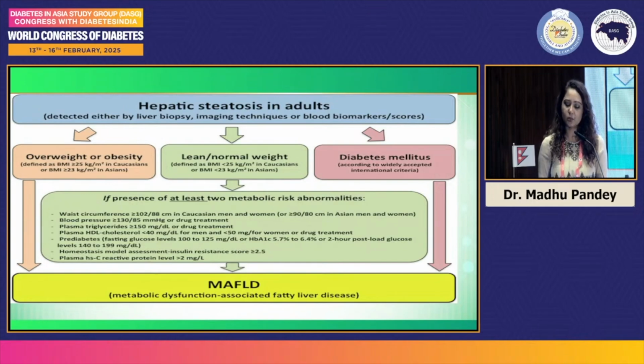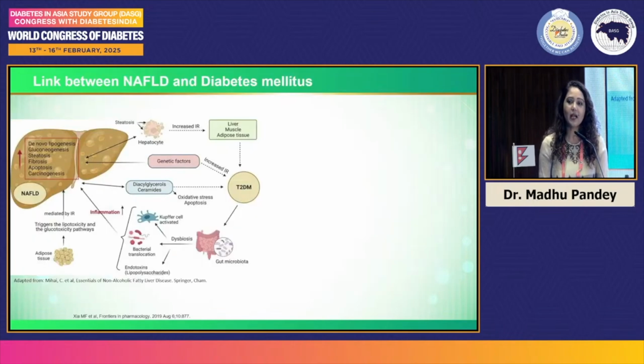So that is waist circumference greater than 102/88 cm in Caucasian male and female, blood pressure of 130 by 85, triglyceride level greater than 150, and pre-diabetes level 100 to 125 in the fasting, and PP sugar 140 to 199, high level of CRP, homeostasis model assessment insulin resistance score greater than 2.5. So we are linked with the diabetes, NAFLD and diabetes.